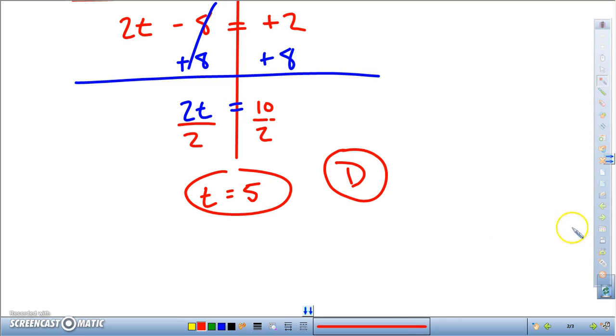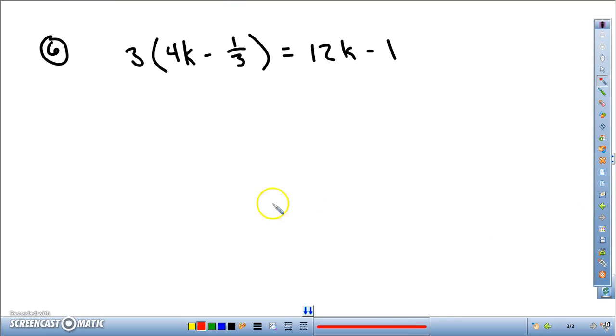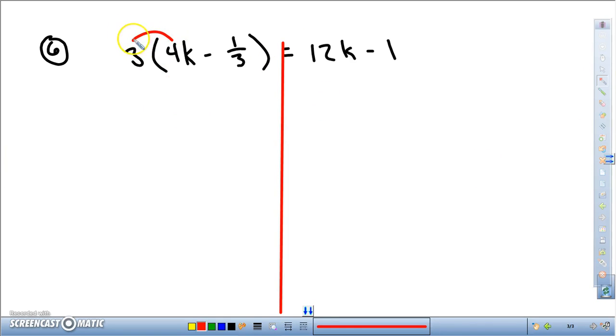Number 6, we have distribution that needs to be done here. So distribute the 3 inside your parentheses. Your 12k minus 1 can just go ahead and come down. Not doing anything to that side until I get done with my distribution. 3 times 4k is 12k, and 3 times -1/3 is 3/3, or 1.